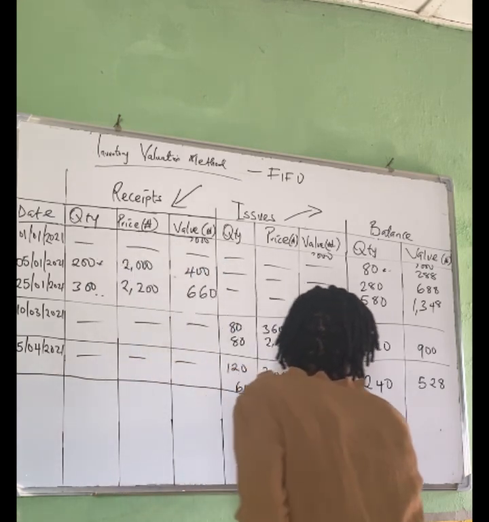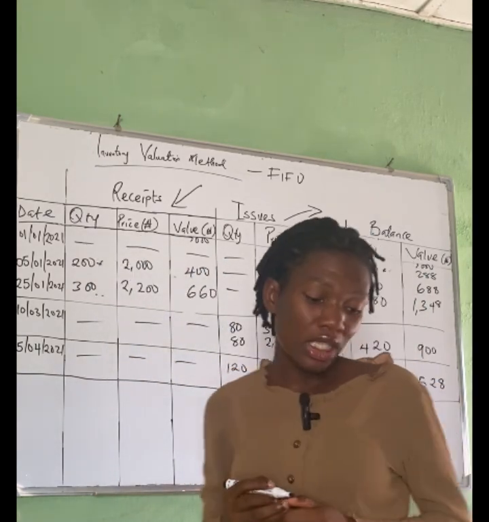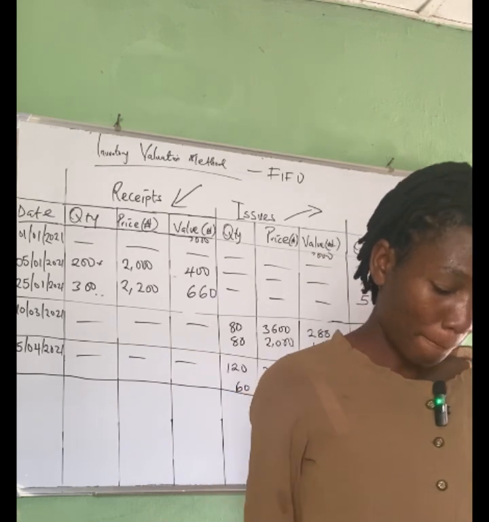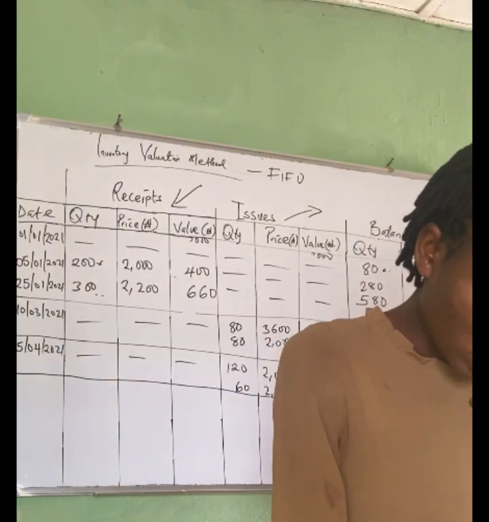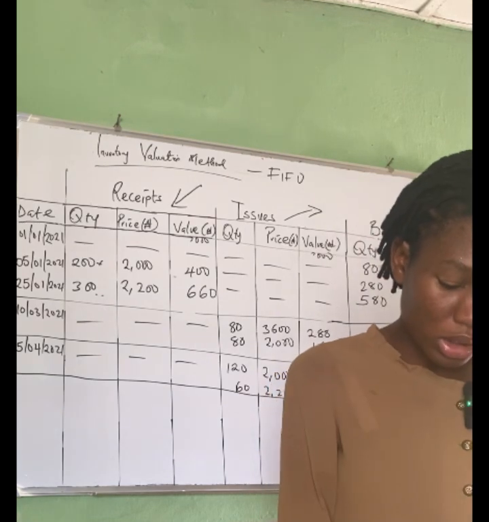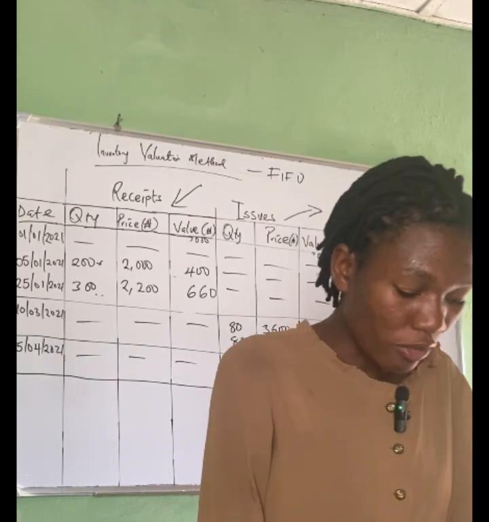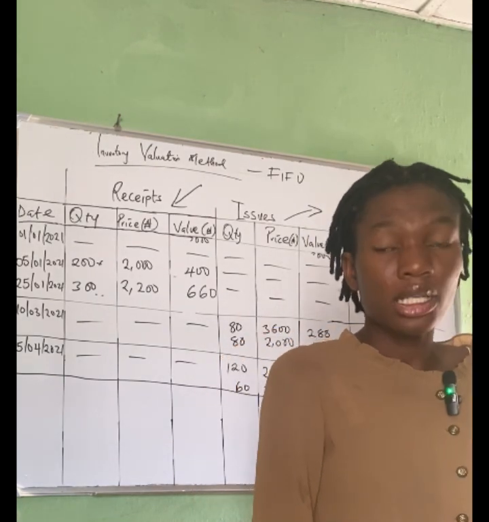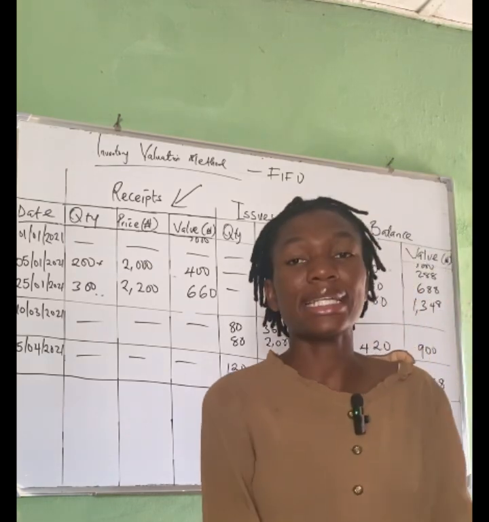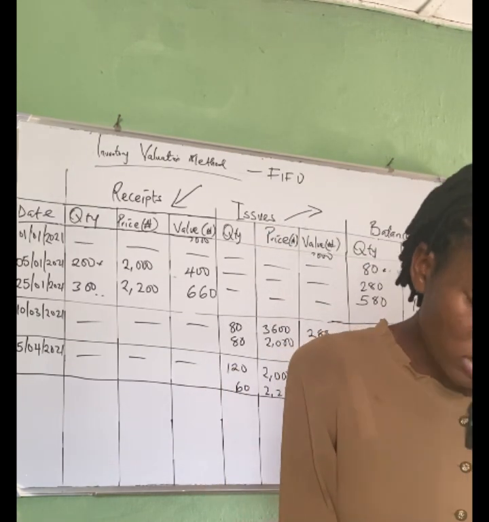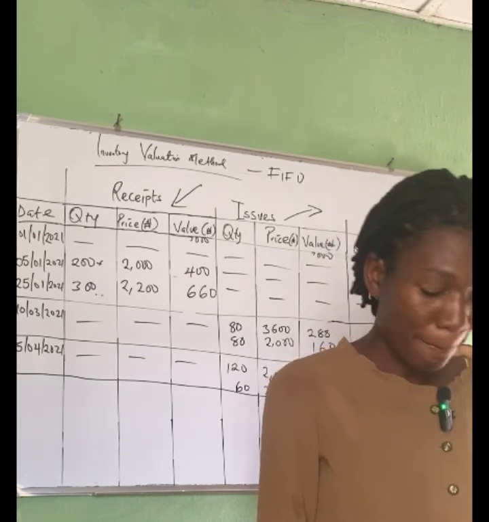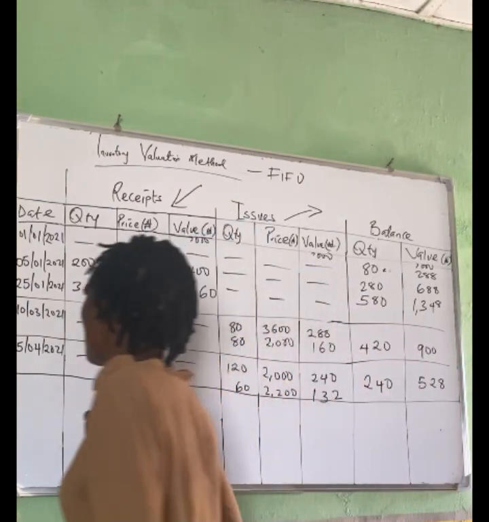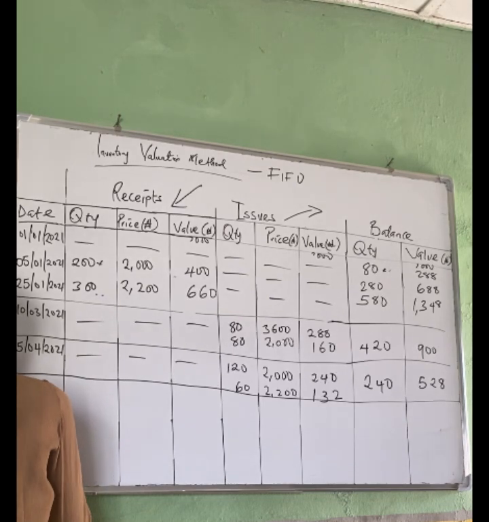Anyway, now we are through with 15th of April. So for the next one, we're going to be looking at the 20th of May, which is the last thing we're going to be looking at. On the 20th of May, we purchased 140 nets at 2,400 naira each. So we purchased, this is 20th.